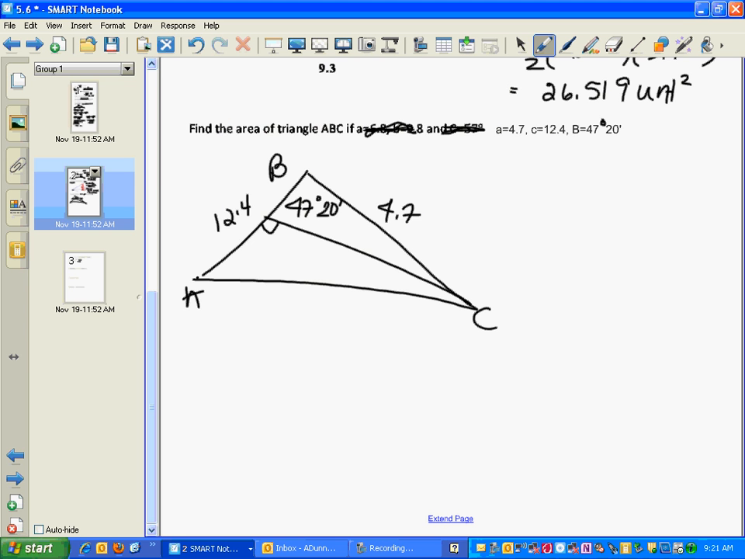All right. So here becomes my height. This is my right triangle. If you need to redraw it, then redraw it. Basically, this is my height, this is my 4.7, and my angle, this is C, and this is B, and this is 47 degrees 20 minutes. 12.4 is not the base of this triangle because 12.4 is the length AB, and I'm just looking at this portion right here. Do you understand that? So I don't want to look at that value right now.